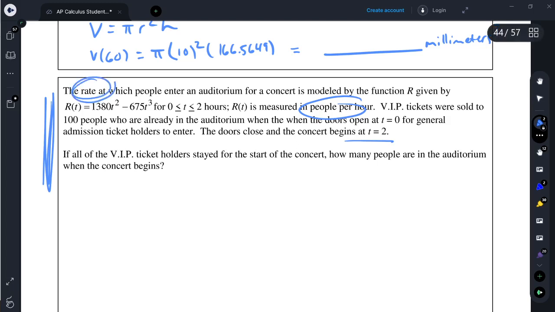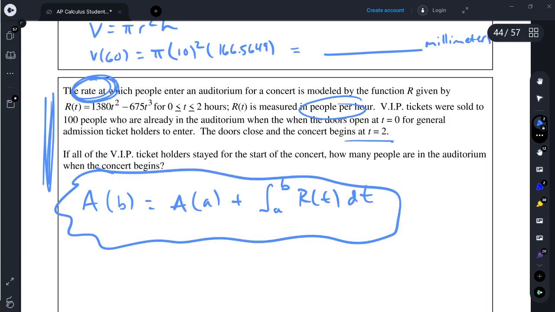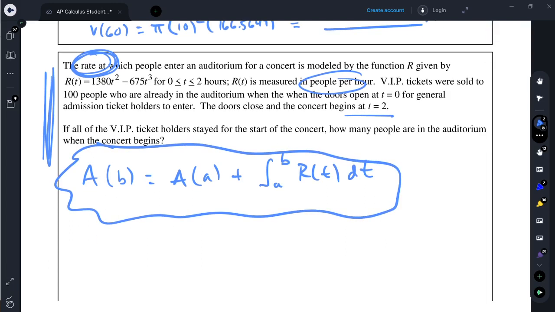We've got to make sure we realize that R(t) is a rate. That's why I like to have this: the amount at time B is equal to the amount at time A plus the integral from A to B of the rate R(t) dt. This is our big equation. So if they give us an R(t) and they just call it R(t), it doesn't matter that it doesn't have a prime, it's still a rate.